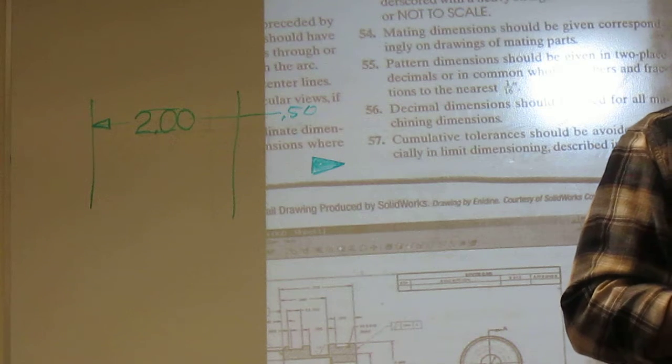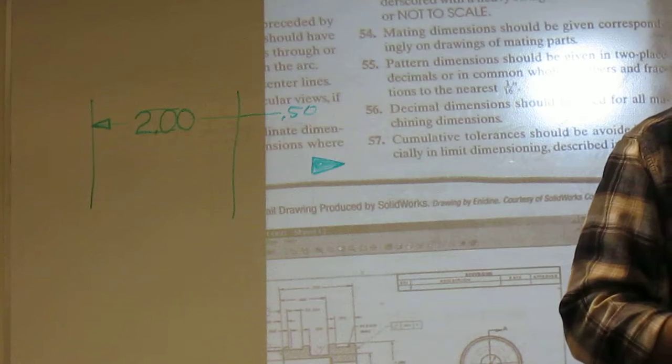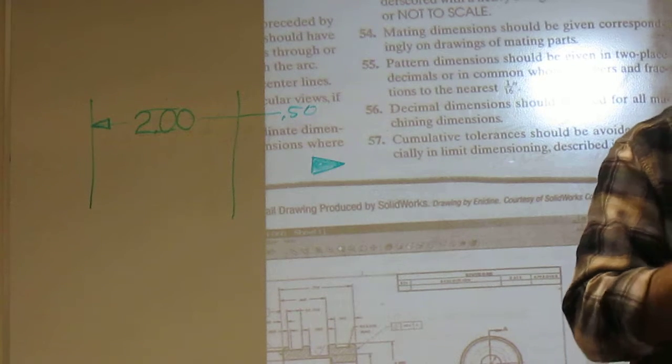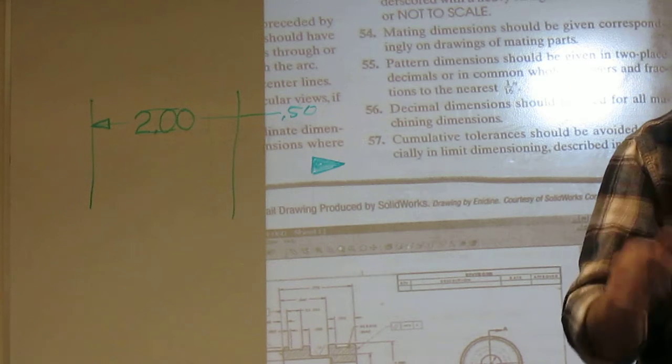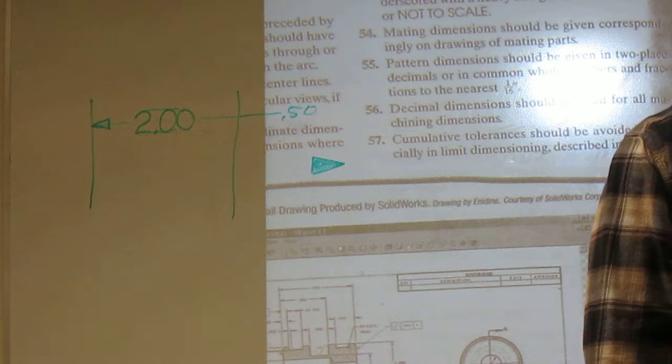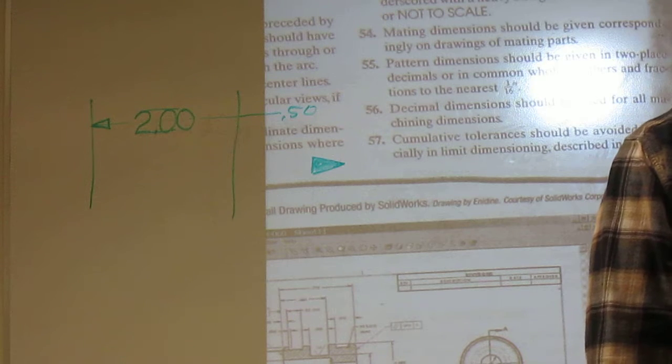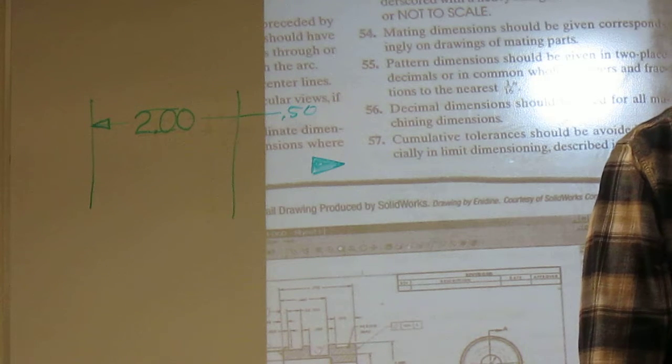Okay? I would just suggest don't use any templates for your arrows. I'll be somewhat lenient with it because I'd rather you have a skill of being able to start sketching correctly than to ding you for being a 16th out on something on a drawing that we know what it is anyway.